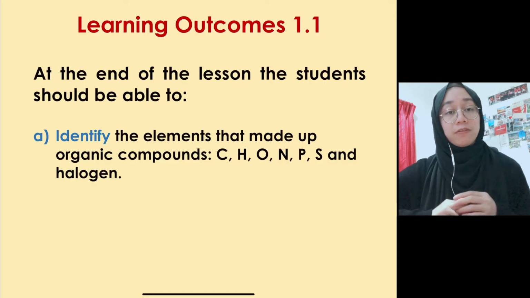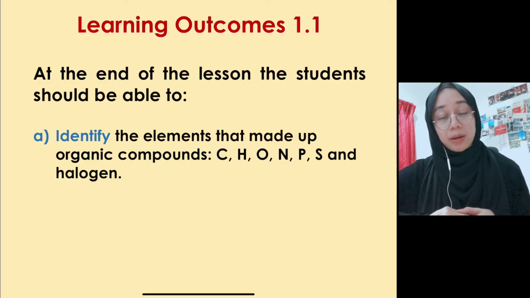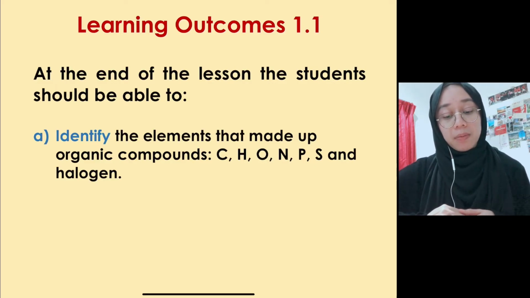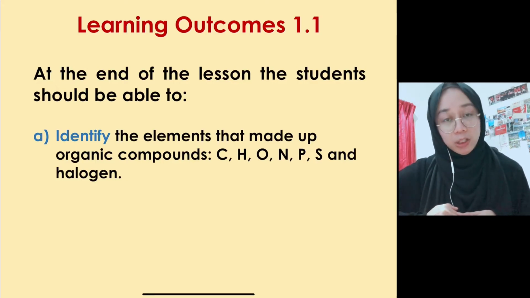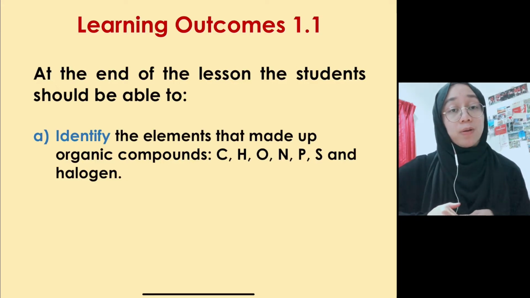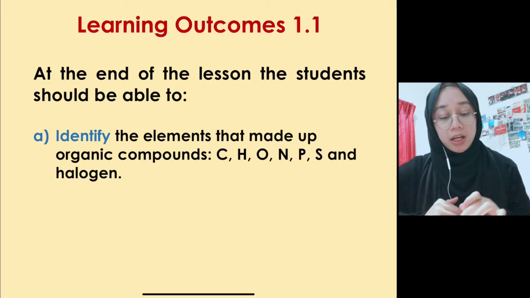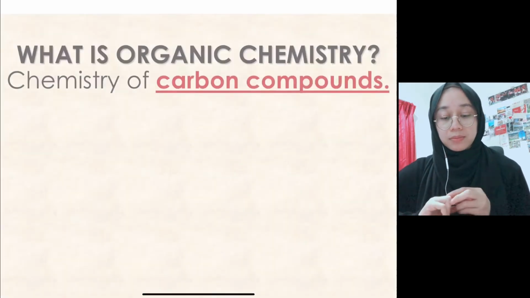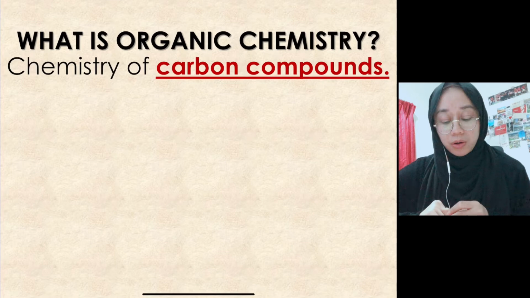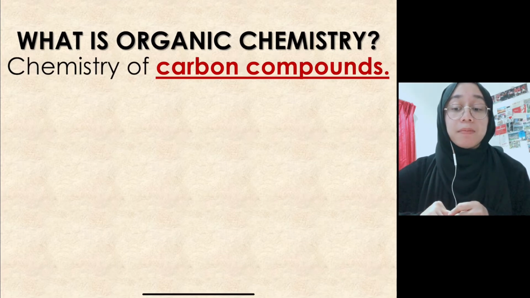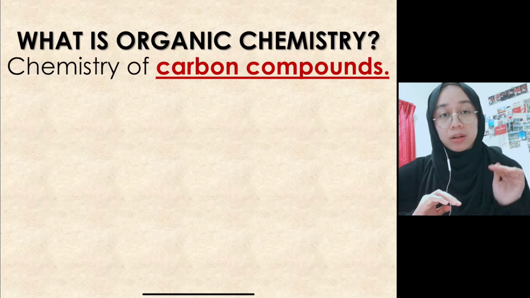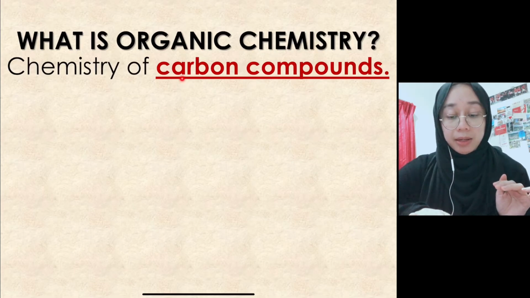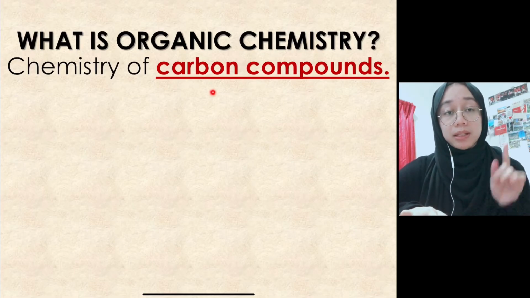By the end of this part, you'll be able to identify the elements that make up organic compounds, which are carbon, hydrogen, oxygen, nitrogen, phosphorus, sulfur, and also halogens. Okay, so what is organic chemistry? It is the chemistry of carbon compounds. So basically, compounds tersebut, it must consist of carbon. Okay, so one thing, it must consist of carbon.